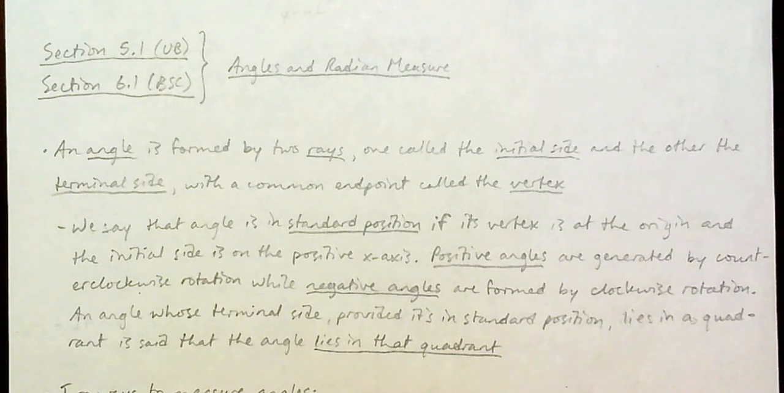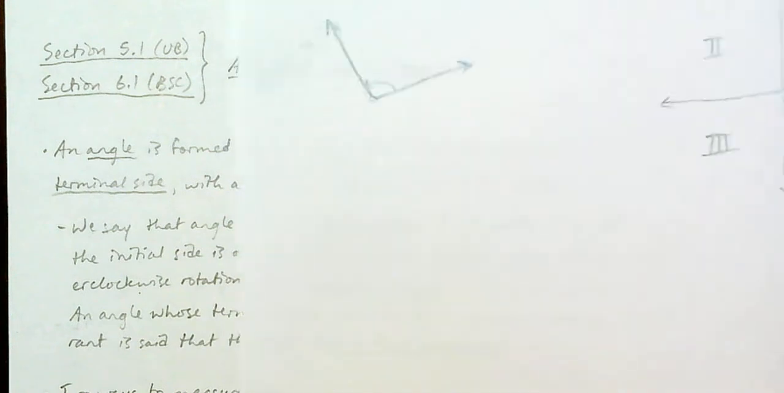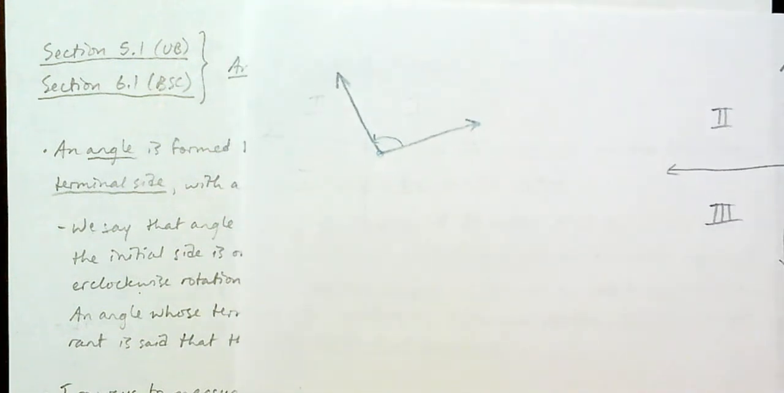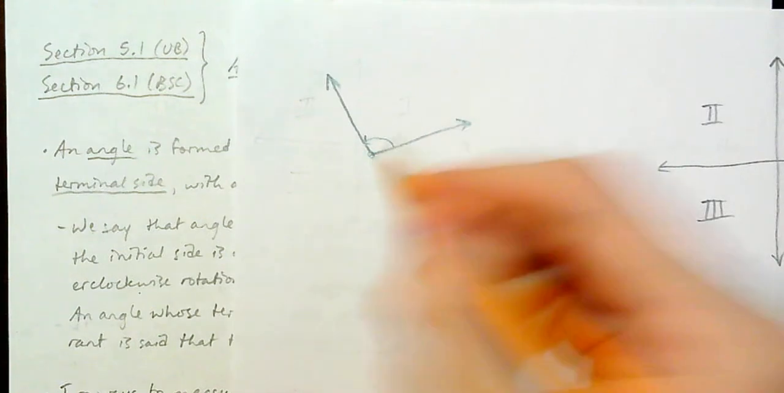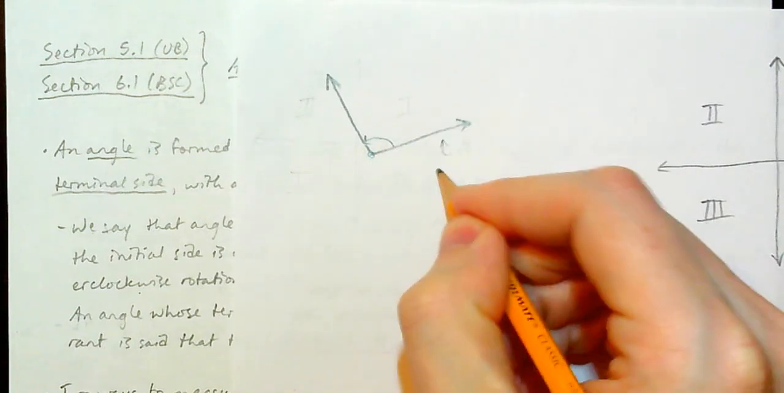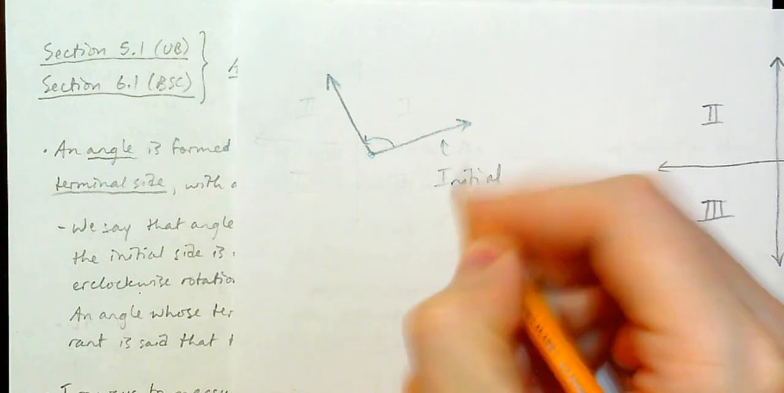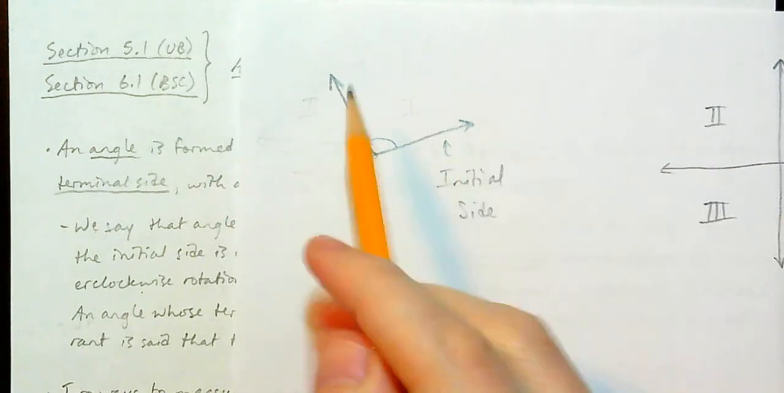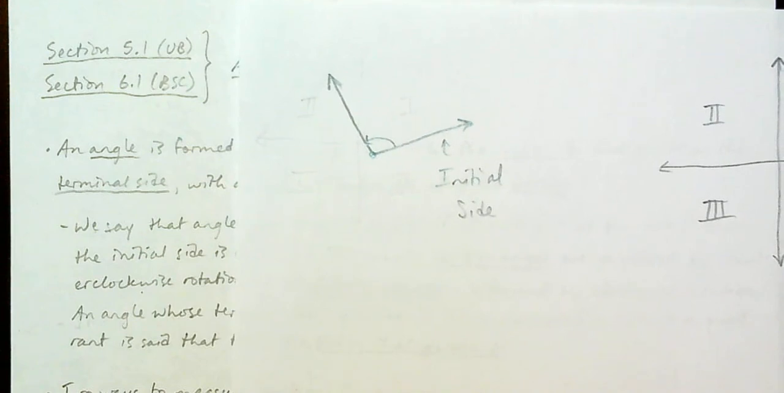So an angle, I'm sure you guys have all seen these things before. This is probably going to be a little bit of a trig review here, mildly. But an angle is formed by two rays, one called the initial side, the other called the terminal side, and with a common endpoint called the vertex. And here you see I have an angle drawn right here. This right here is my initial side. This side right here being my terminal side.